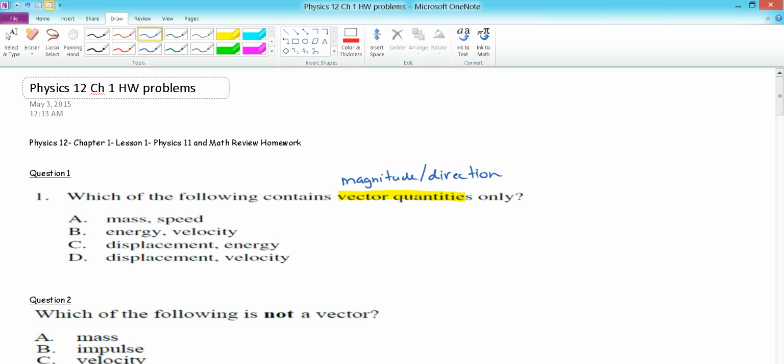All right, so if we look at option A, mass is actually a scalar, and speed is also a scalar. So A is actually wrong. For B, we have energy. Energy is a scalar, but velocity is a vector. And for option C, we have displacement, which is a vector, but energy is a scalar, so C does not work. And finally, for D, displacement is a vector, and velocity is also a vector. So option D has two vectors. So D would be the right answer there.